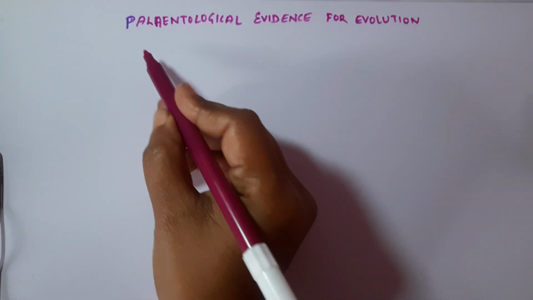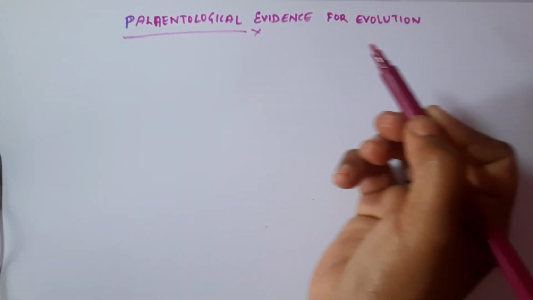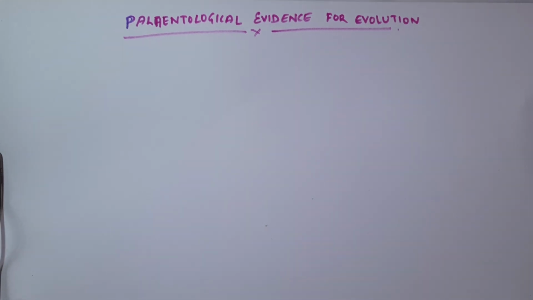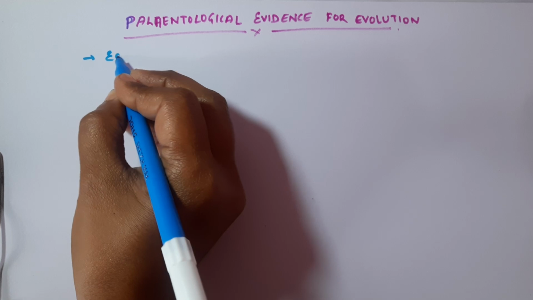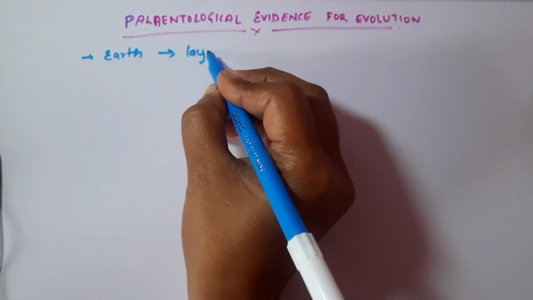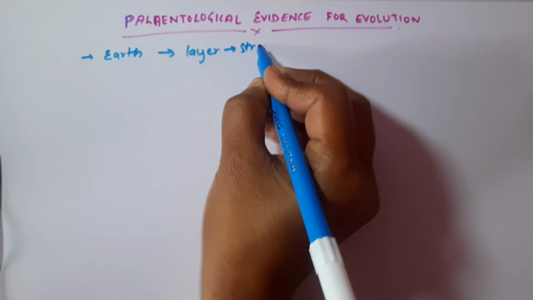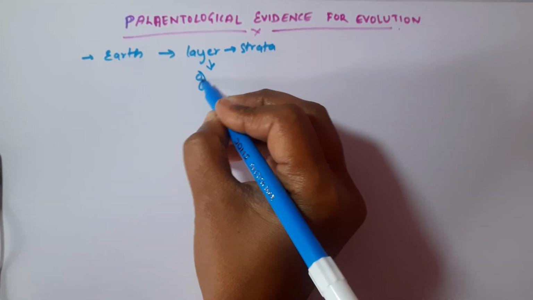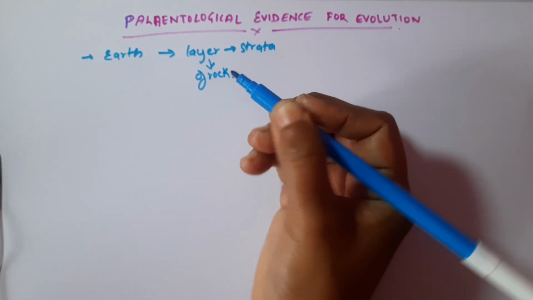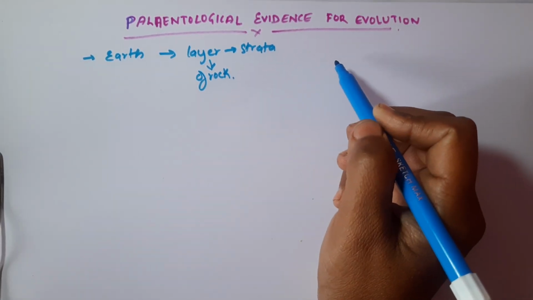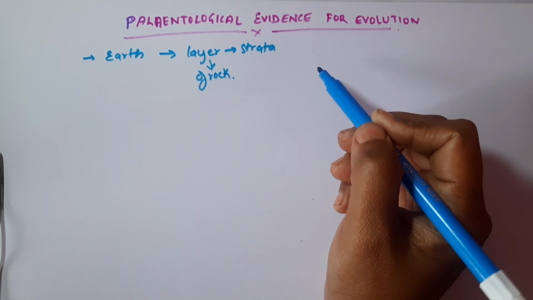Back, friends. In this video we are going to talk about the paleontological evidences in support of evolution. We know that our earth is formed of several layers, and we call these layers strata. These are layers of rock, so by studying them layer by layer, we can study evolution.